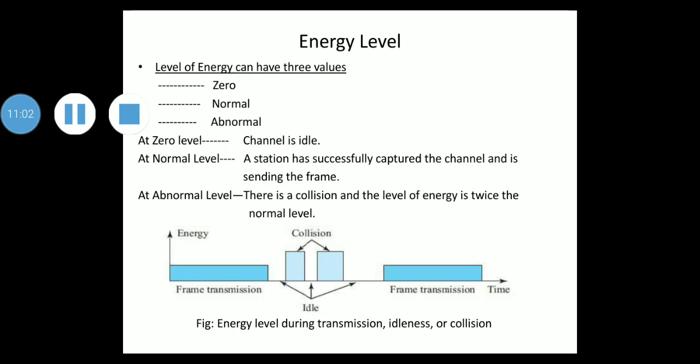Next, we'll discuss energy level. The level of energy in a channel can have three values: 0, normal, abnormal. At the 0 level, the channel is idle. At normal level, a station has successfully captured the channel and is sending its frame. At abnormal level, there is a collision and the level of energy is twice the normal level. A station that has a frame to send or is sending a frame needs to monitor the energy level to determine if the channel is idle, busy, or in collision mode.